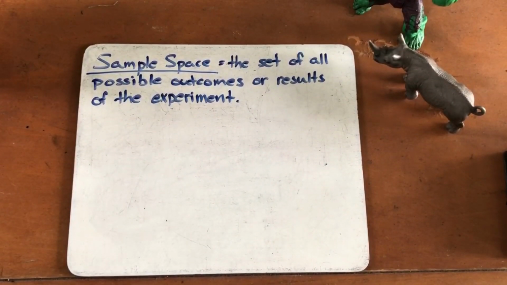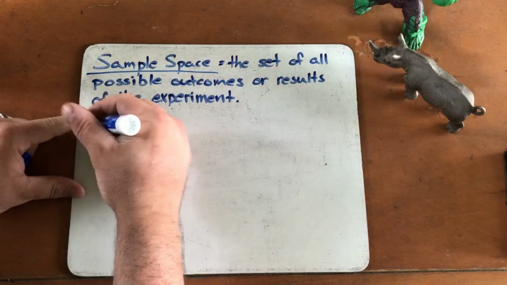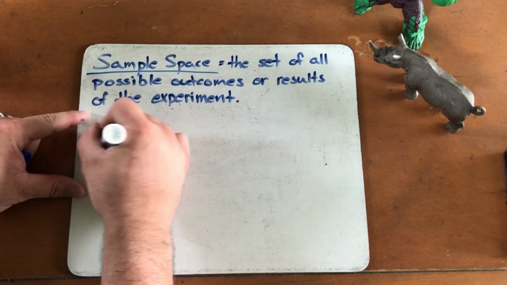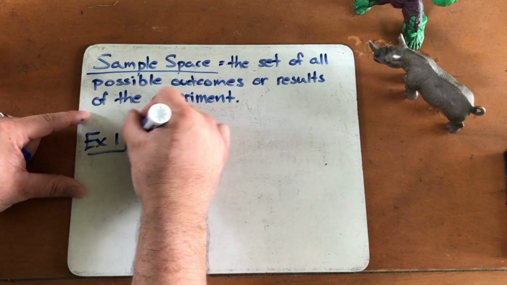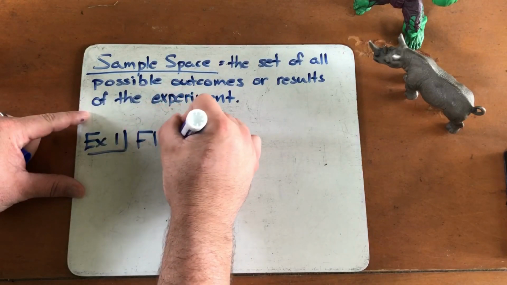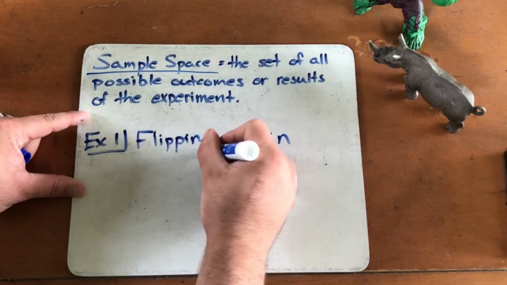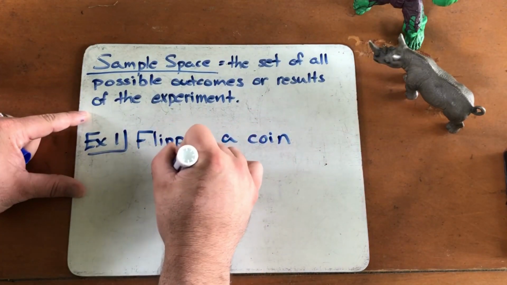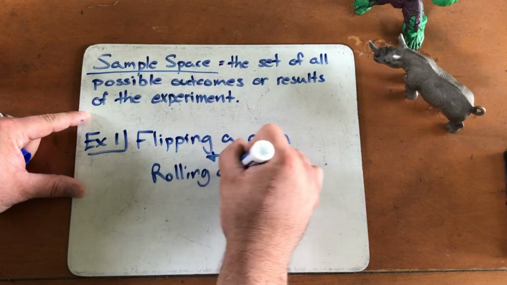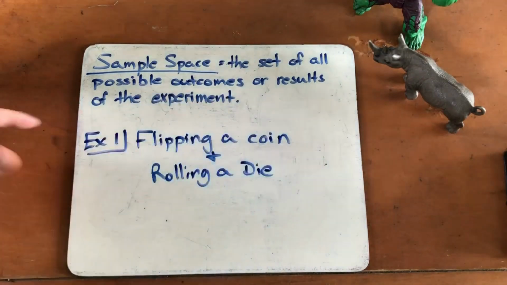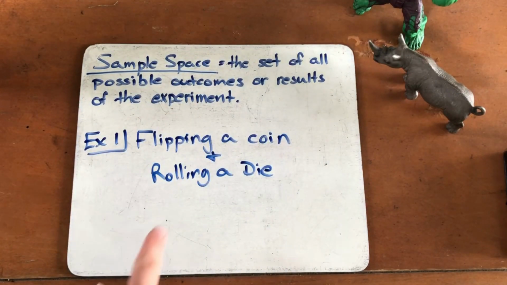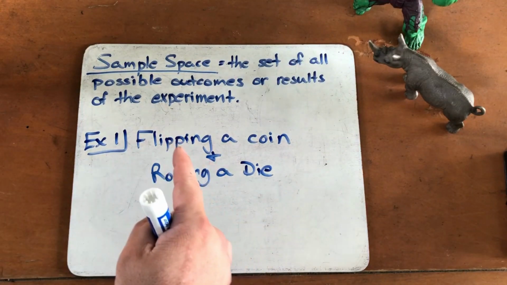Sample space is the set of all possible outcomes or results of the experiment. Sample space and the fundamental counting principle go hand in hand. If my first experiment is flipping a coin and rolling a die, you'll remember from the fundamental counting principle that "and" is multiplication.